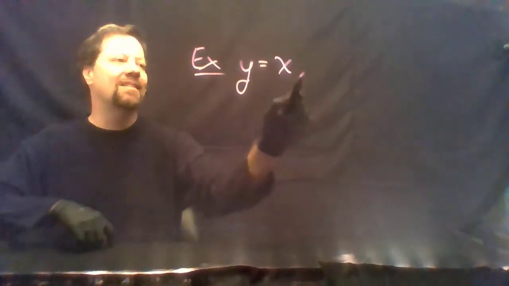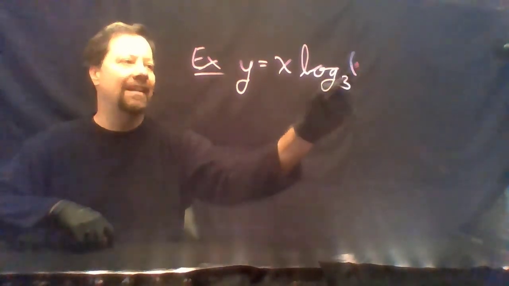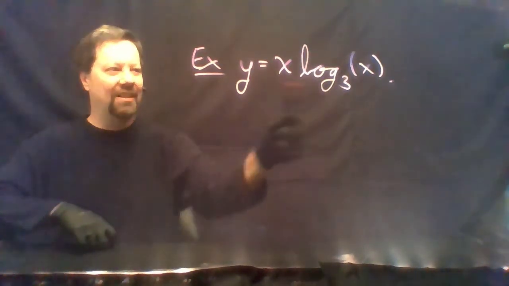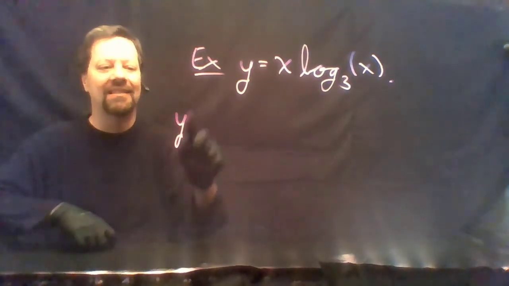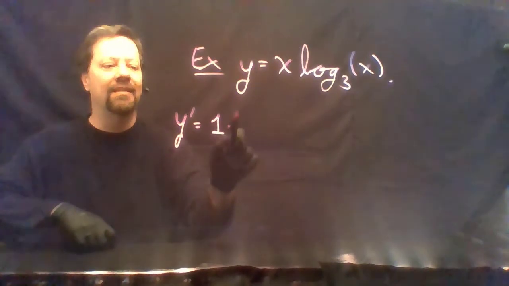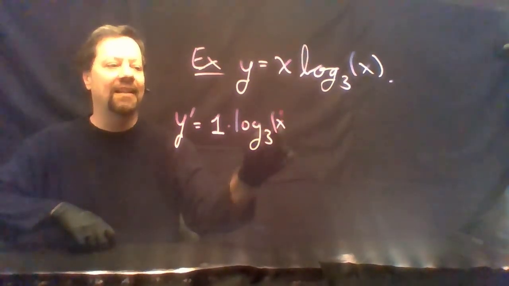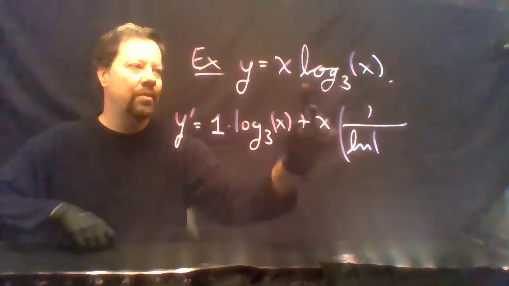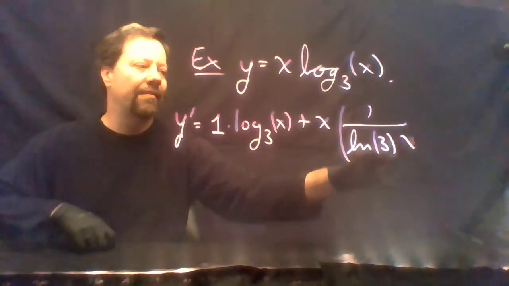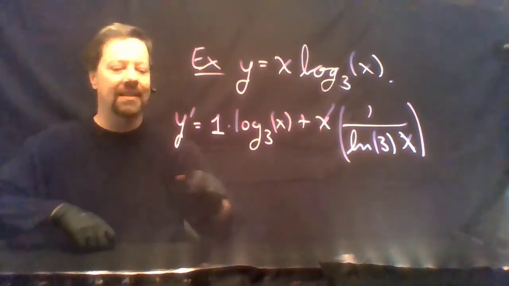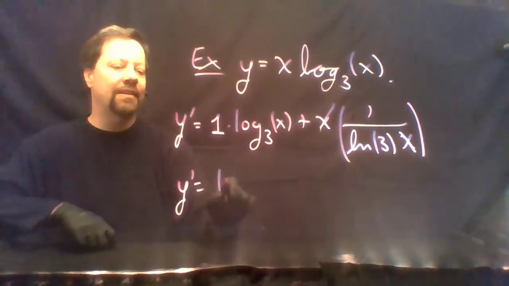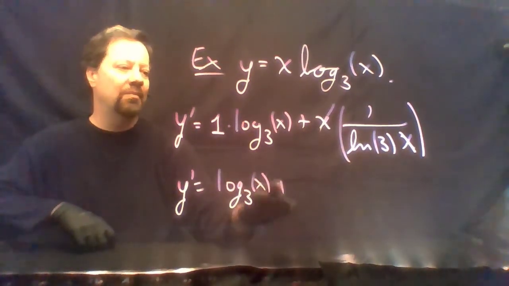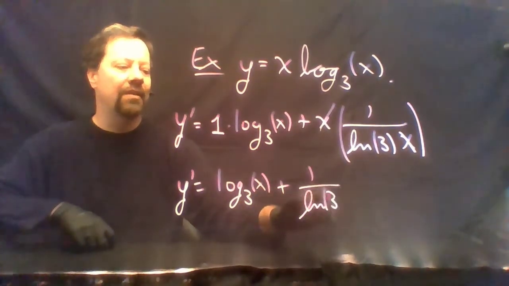In our next example, we'll calculate the derivative of y equals x times the log base 3 of x. We clearly have a product rule on the right-hand side. Derivative of the first times the second plus the first times the derivative of the second. Derivative of log base 3 is 1 over the natural log of 3 times x. This x cancels, and so the derivative is log base 3 of x plus 1 over the natural log of 3. I want you to see something.